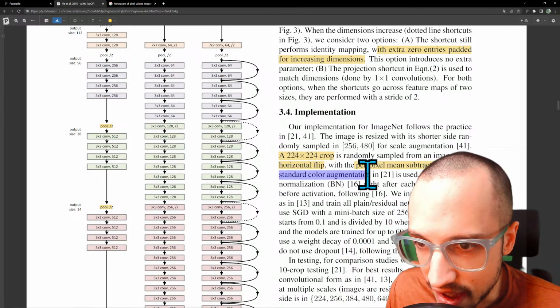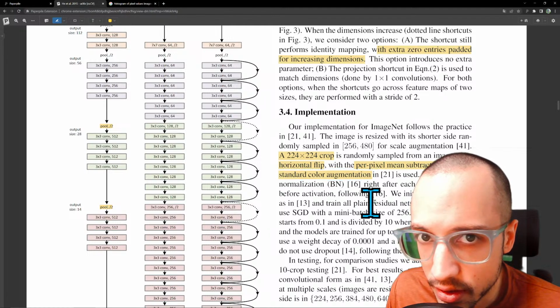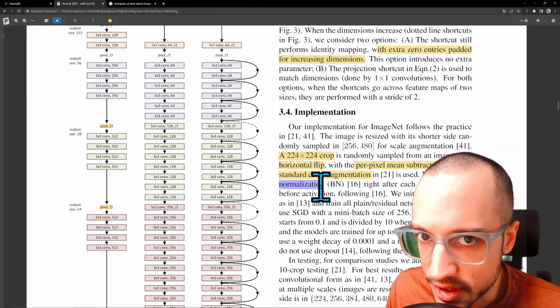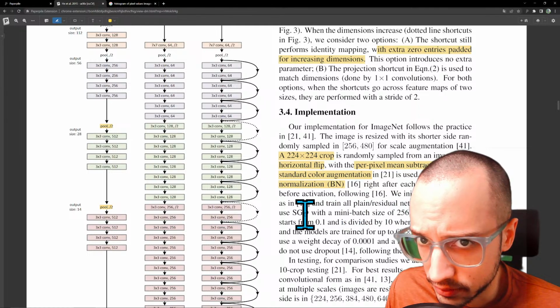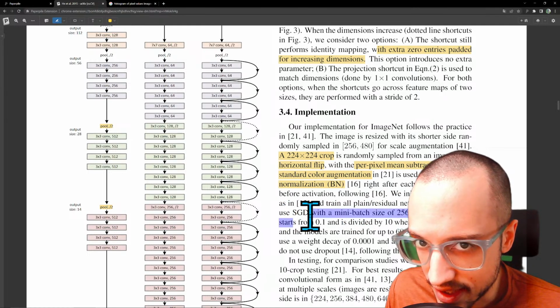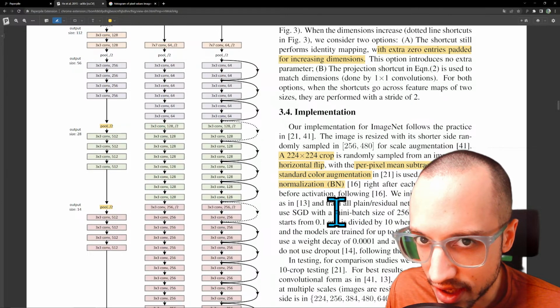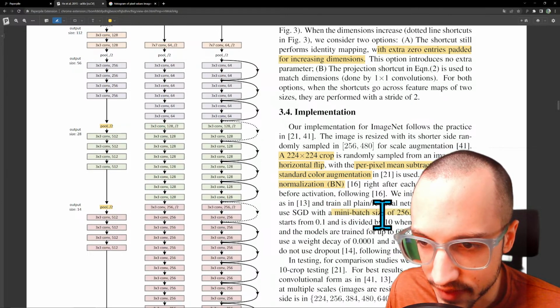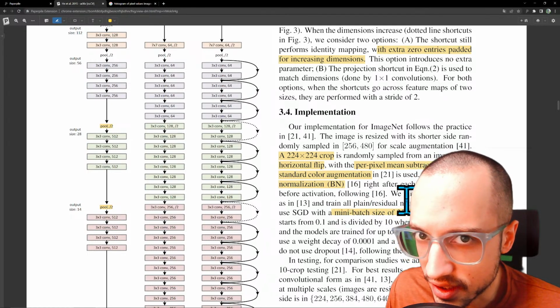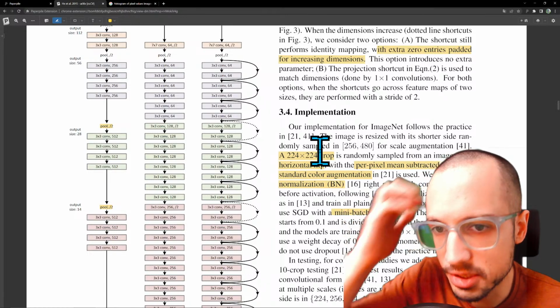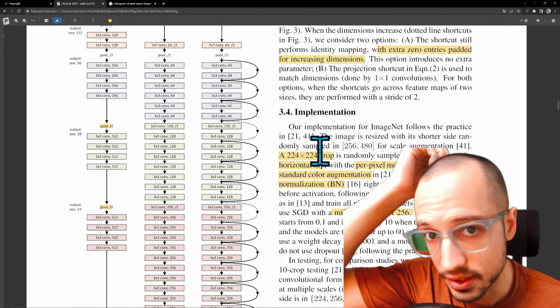Then they're doing some standard color augmentation. They're doing batch normalization right after each convolution and before the activation. SGD, gradient descent, standard. Mini batch size of 256, which is quite big, to be honest, with 224 by 224 images. It's not insignificant.